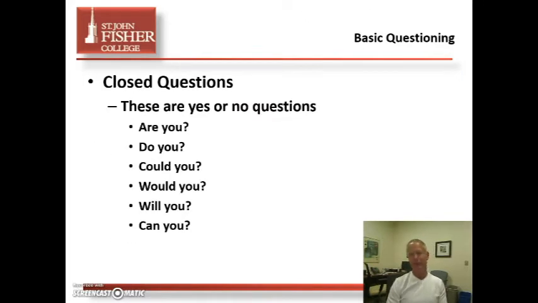So there's basic questioning. There are closed questions and there are open questions. Closed questions are basic yes or no answers. Are you, could you, would you, do you, will you, those types of things. Now they're not true or false. They're not blue, green, black. It's not a tactical open question. It is a closed question. All you're looking for is a yes or no answer. With these yes or no answers, you're trying to find out information, etc.